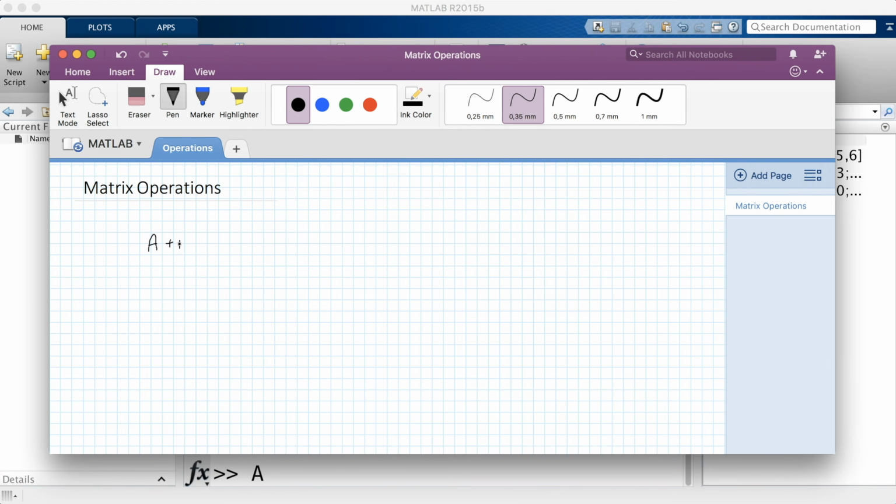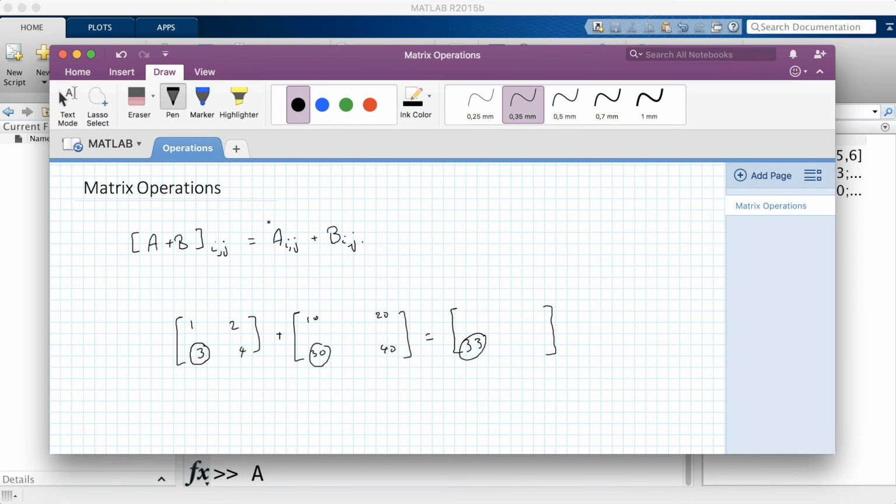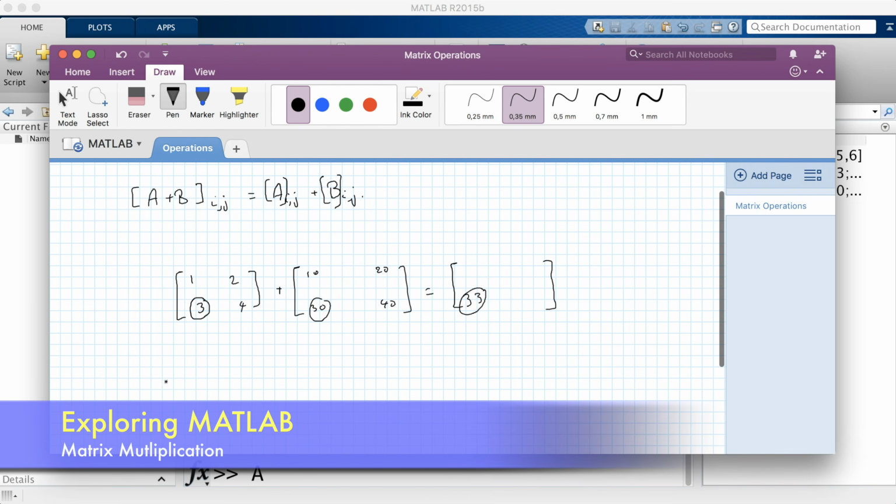That being said, if we have something like A plus B and we're looking at its ijth entry, so the ith row and jth column, then it would be aij plus bij. If I have something like this, 1, 2, 3, 4, and I'm adding it with 10, 20, 30, 40, the output will be simply, let's say, the second row, first column. I'll add it with the corresponding entry in the second matrix, and I'll have 33 in the same position. That's what this means.